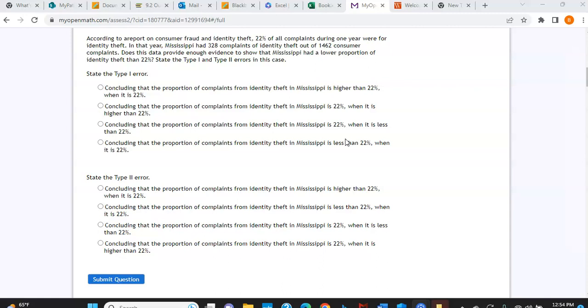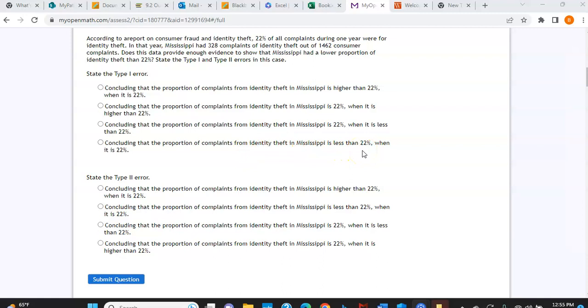Okay, now, type 1 error. In a type 1 error, we reject our null hypothesis when in fact the null hypothesis is actually true. So if we reject our null hypothesis, that means that we are assuming that the alternate hypothesis is true. In this case, we said our alternate is that the proportion is less than 22%. So let's find, first of all, concluding that the proportion is less than. Okay, so it's not that one. So we know it has to be this one because this is the only one that says concluding the proportion is less than 22%.